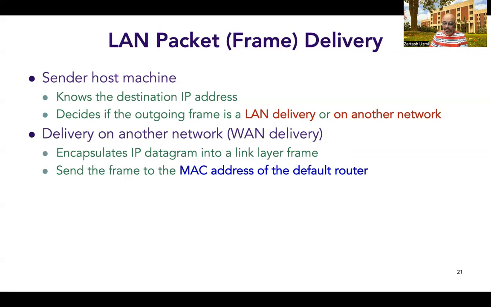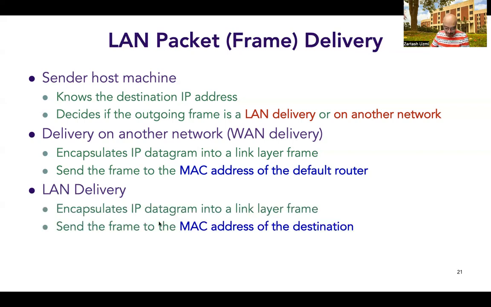So I will send this to the default router. If it is a LAN delivery, if the sender host machine decided that it is a LAN delivery, which means the destination is on the same subnet on my local area network, then it will encapsulate the IP datagram into the link layer frame, just as before. And instead of sending to the router, it now has access to the destination. It will send it to the MAC address of the destination.